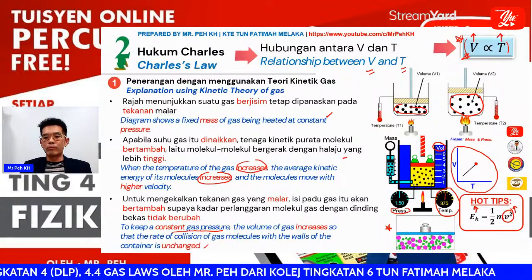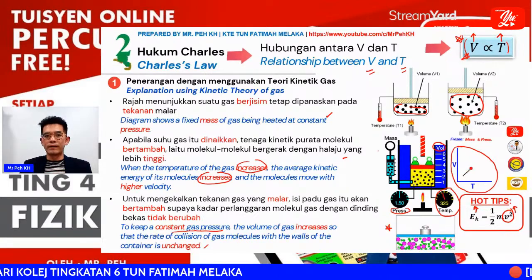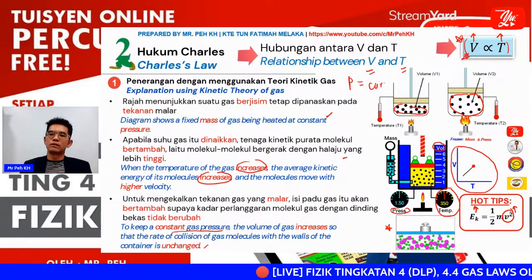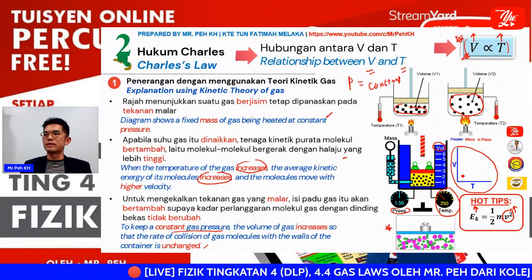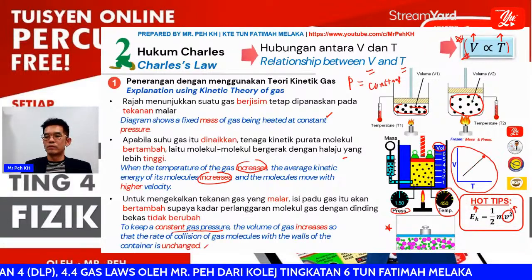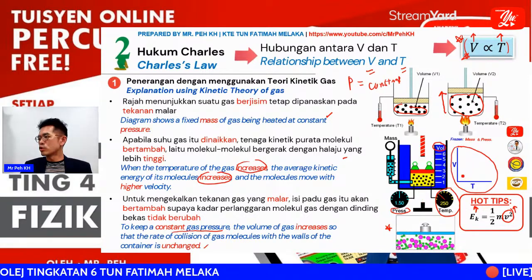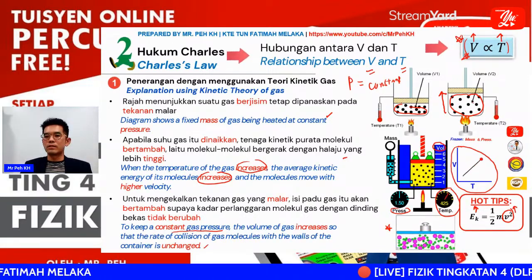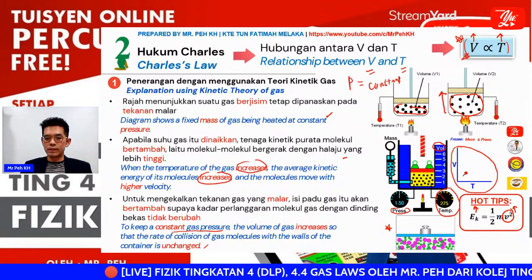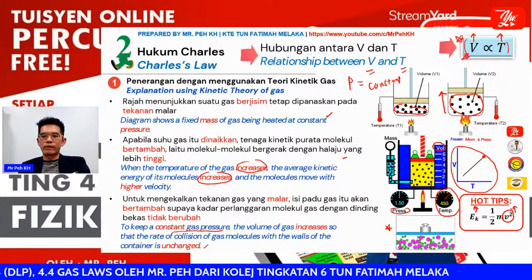So the particles will collide more frequently against the wall of the container. So the pressure will change. But to meet Charles' law, the pressure must be constant. To make it constant, the rate of collision against the wall of the container must be the same. So we need to increase the volume when heat is provided to the particles, so that the frequency of collision against the wall of the container by the gas molecules will be constant. This is the explanation of Charles' law by using the kinetic theory of gas.